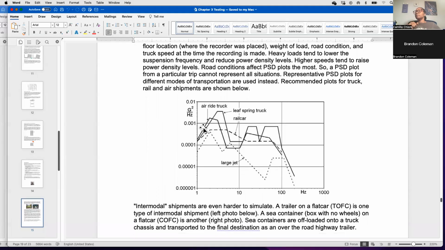These plots show the differences. This is what it looks like if you have an air ride truck: the impacts are much less. This one is a leaf spring truck, which has a suspension that is not as soft a ride as the air ride, so a similar pattern, but bigger spikes. Then you can see a rail car, which is a little bit more even. And here is a large plane, like a big cargo plane. That's what it looks like.